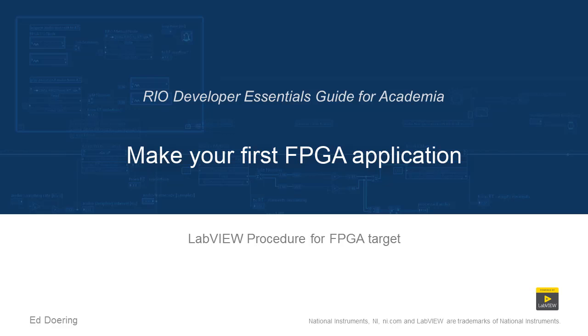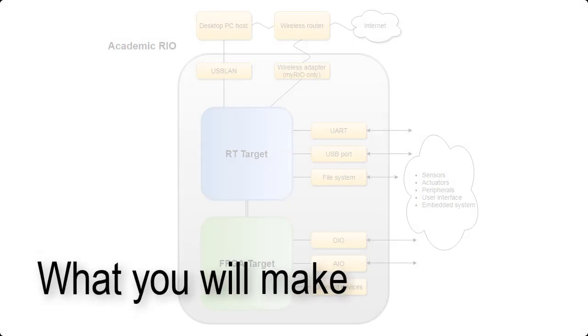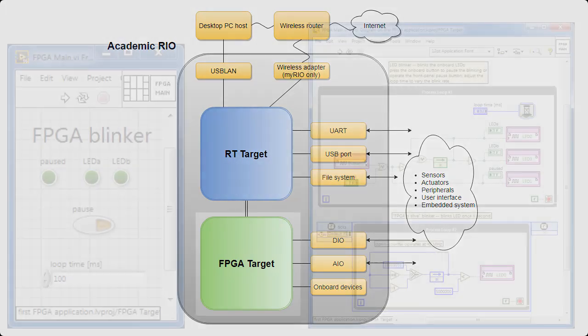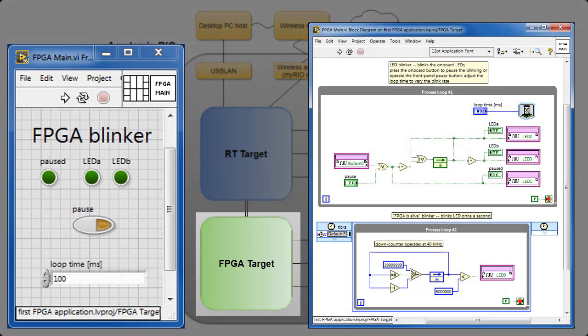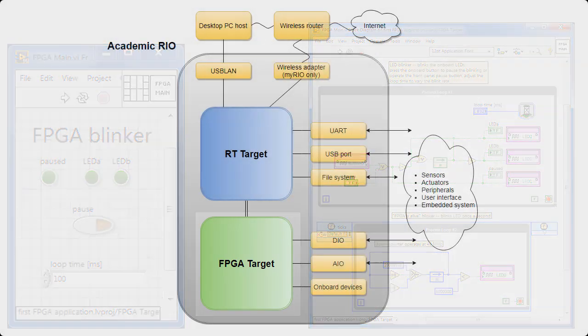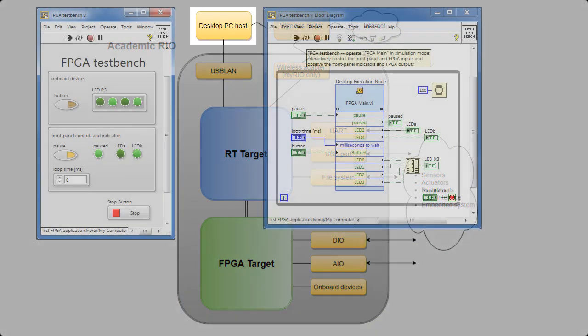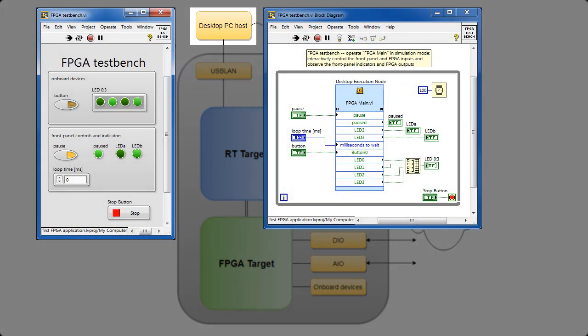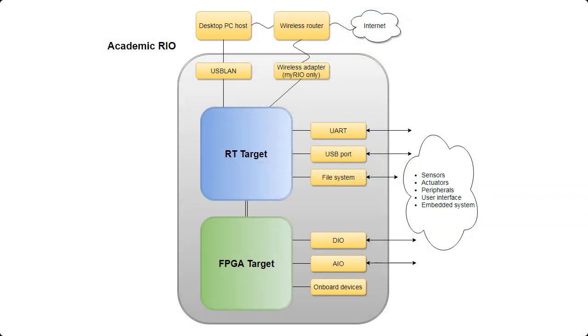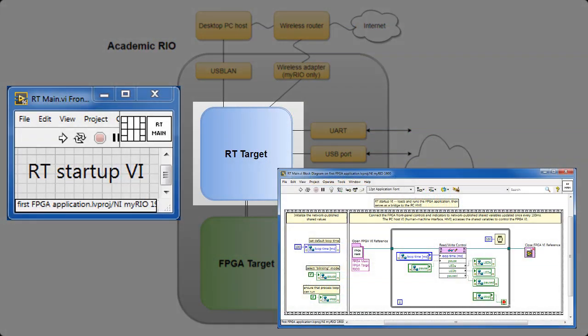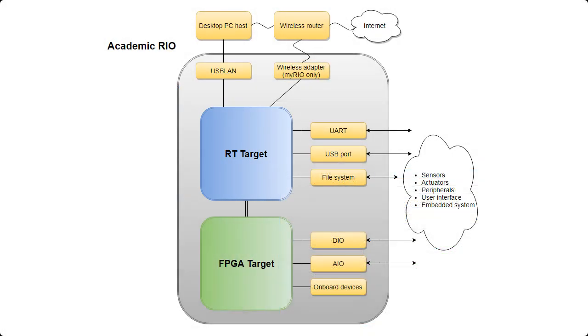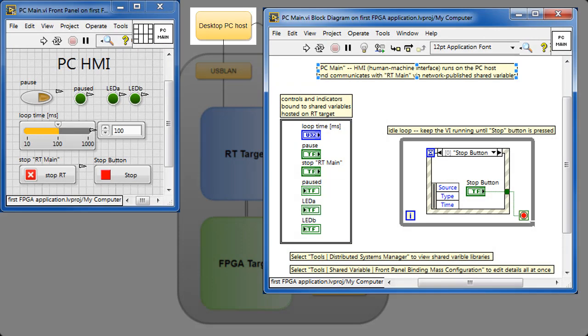Follow along with me to make your first FPGA application. Here's what we will make in this project. On the FPGA target, a VI to blink the LEDs and read the onboard button. On the desktop, a testbench VI for interactive simulation of the FPGA VI. On the RT target, a startup application to run the FPGA VI and interact with the desktop computer running the Human-Machine Interface, or HMI.